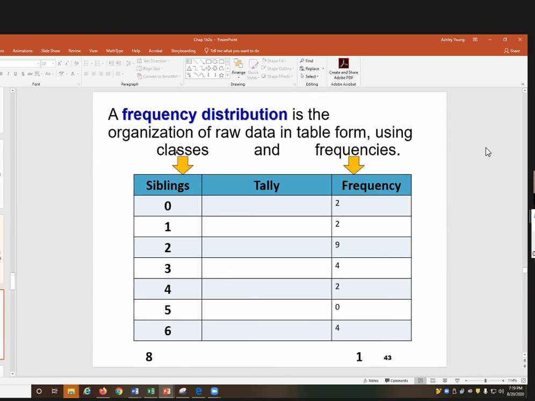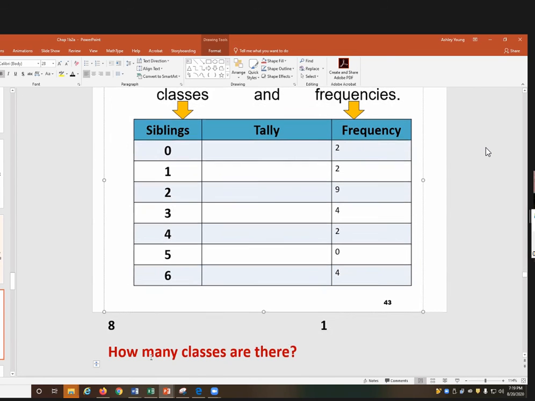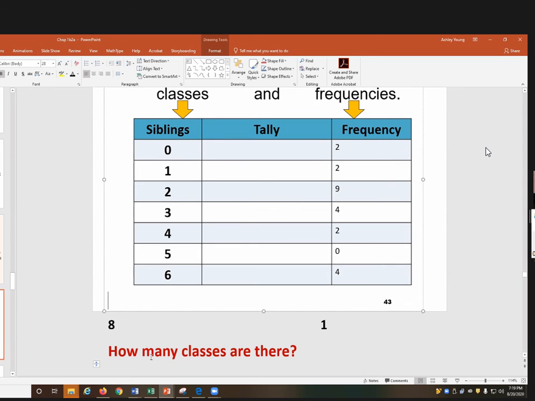Here's the thing. I go 0, 1, 2, 3, 4, 5, 6, 8. I can't do that. I have to add in what happened to 7. So I have to have a spot for 7 to go. I can't get to 8 without 7. So I have to put in 7 with a frequency of 0, and then I'm good. Does that kind of make sense for people? So really there are 9 classes, because I have to have this class of how many people have 7 siblings, 0 of them.